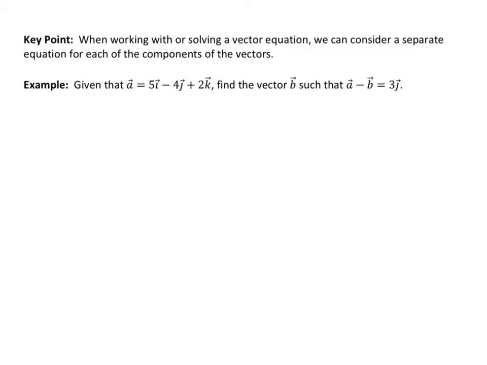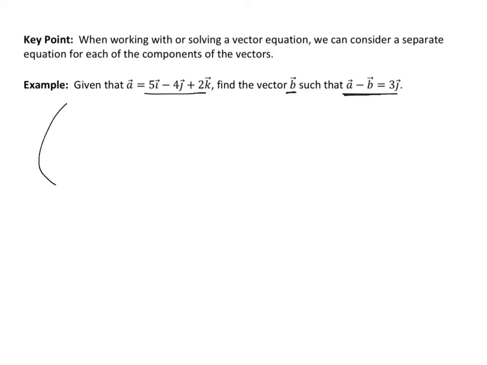When you are working with or solving a vector equation, you can basically consider a separate equation for each of the components of the vectors. Okay? And I've got a fairly simple example here that I want to use to show you what I mean by that. So let's go through this example and then we'll talk about the key point and make sure that it's clear. It says, given that A is this vector, find the vector B such that this thing is true. Okay, so let's see.